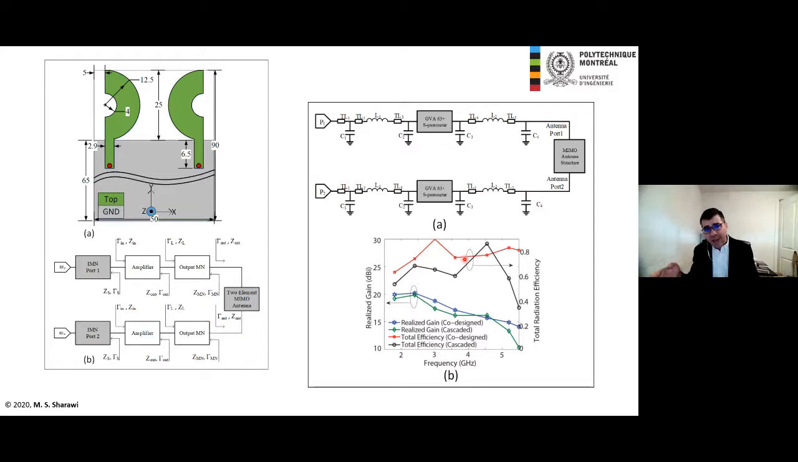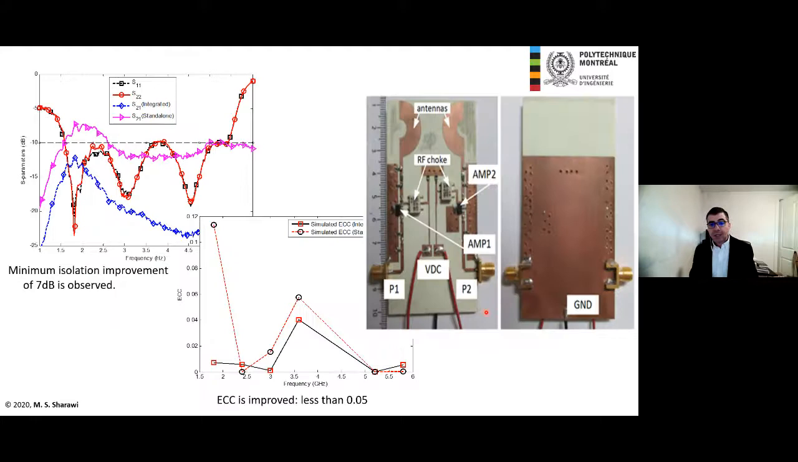So having a co-design methodology will actually give you better performance over the whole band, not only a single point like in here, for example. Of course, we can get the advantage also in terms of isolation and in terms of matching, as well as in terms of the correlation coefficient. This was the final design that we have come up with. It's a little bit big, but still, we just wanted to prove the concept.